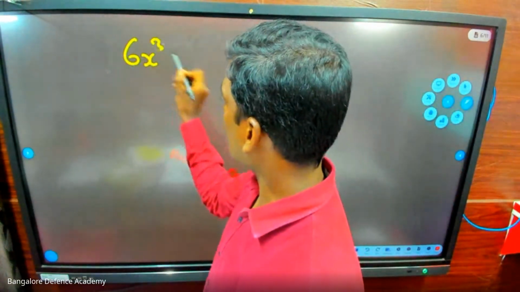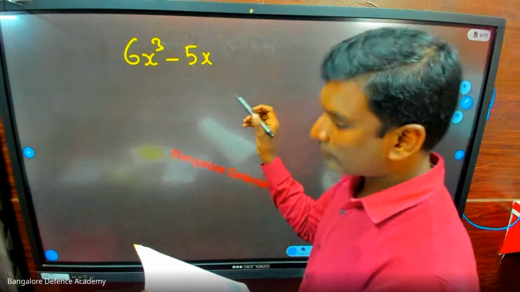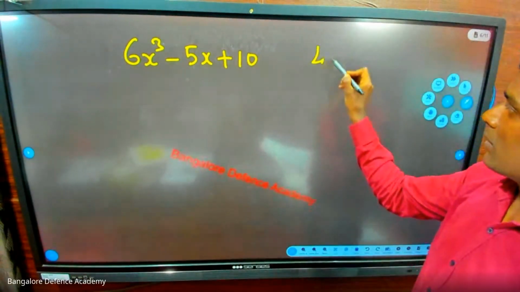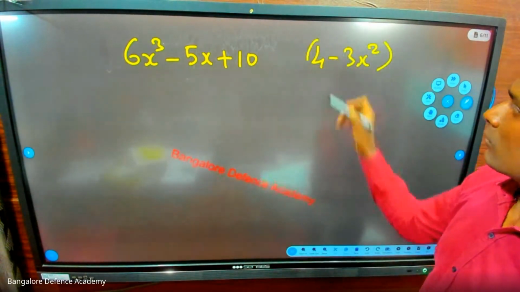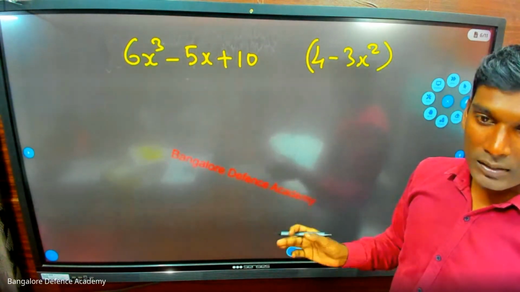6x cube minus 5x plus 10. This you have to multiply by, correct? Sir, 4. What you wrote? Minus 3x. मैंने खाली minus 3x कर दिया क्या?